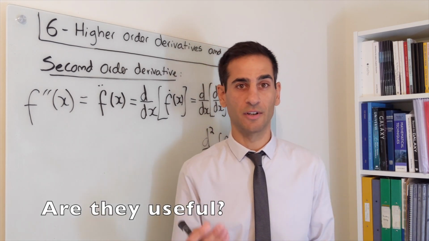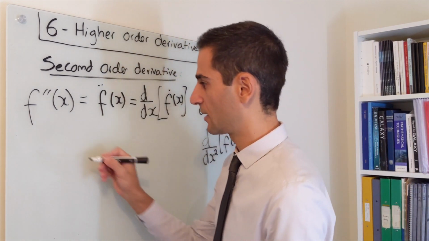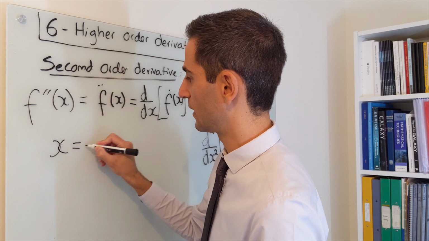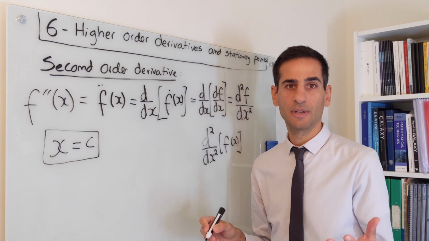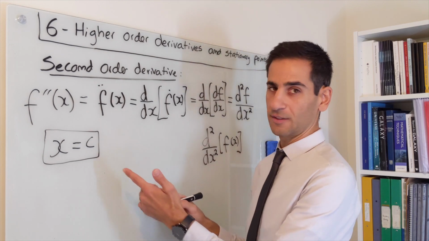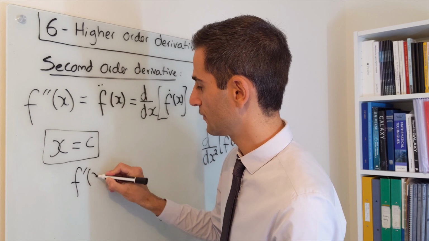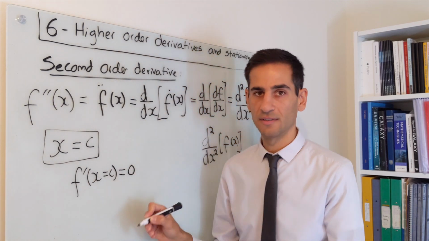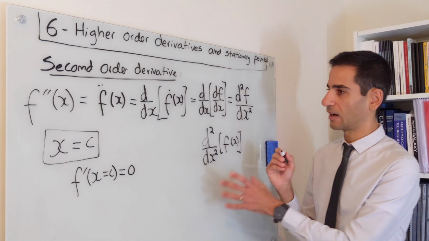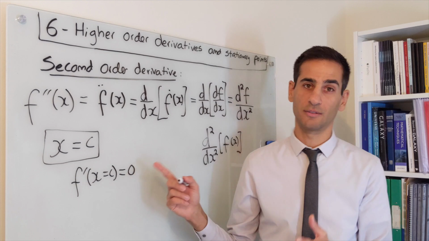Second order derivatives are quite useful to classify stationary points. If we think back of a general point x equals c, if you remember from a previous video, this point is said to be stationary if the first derivative at that point equals 0. And if we calculate the second order derivative, we can actually use it to classify it.